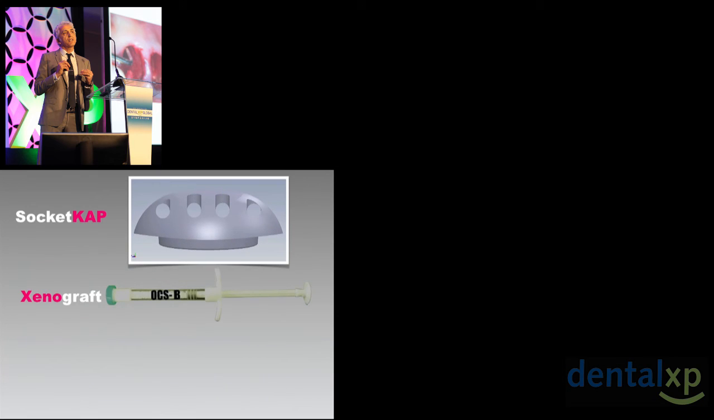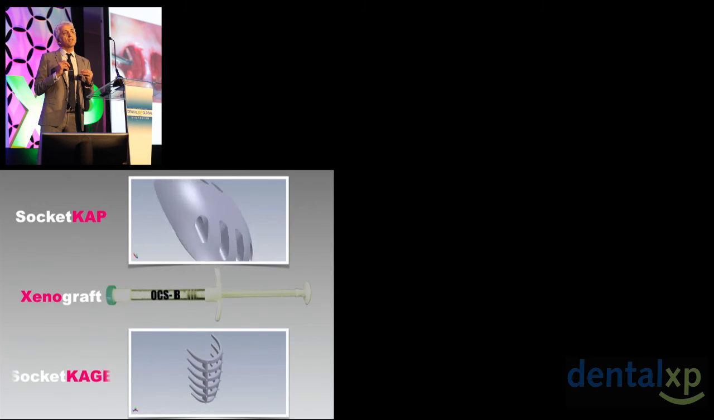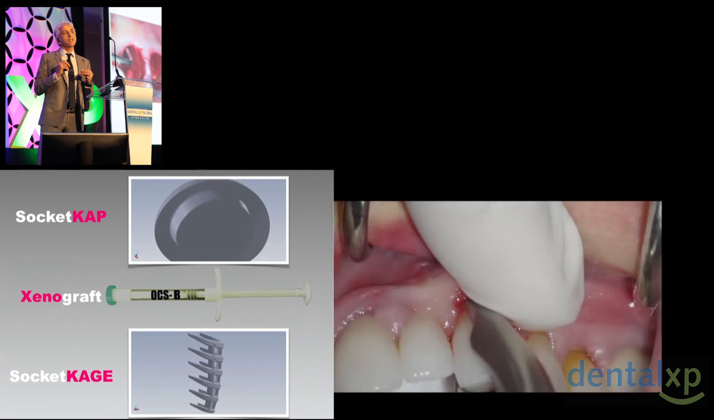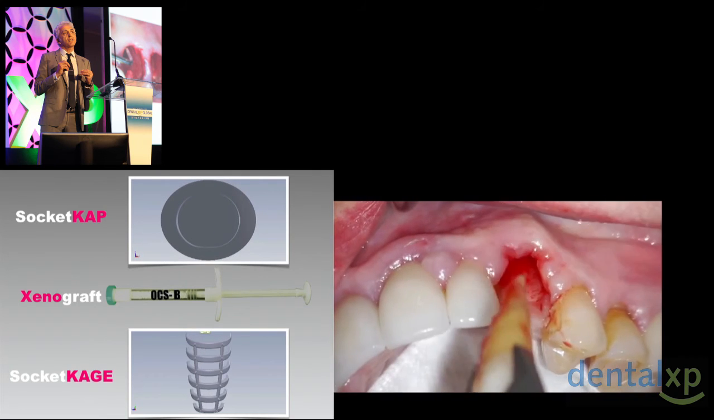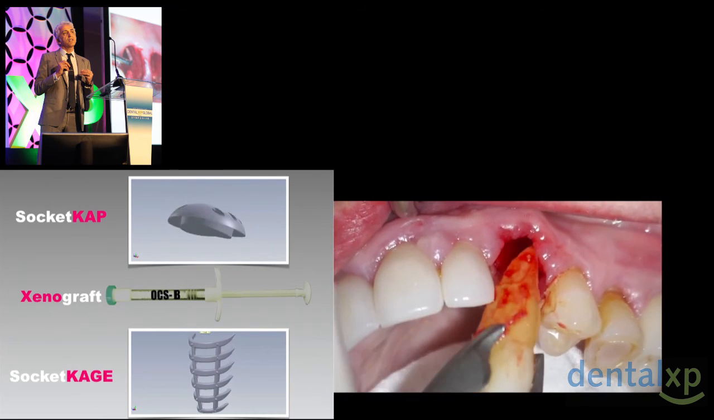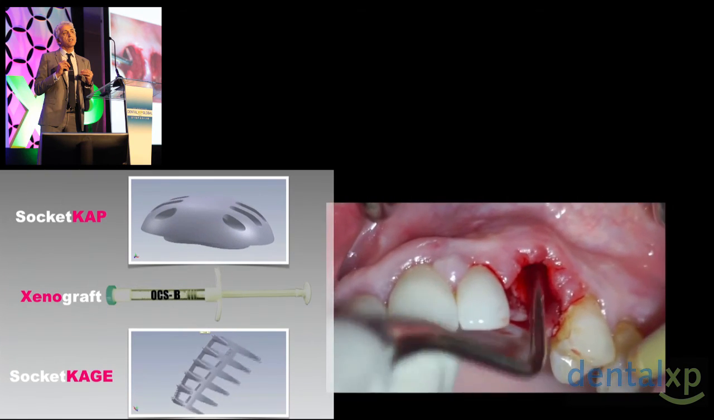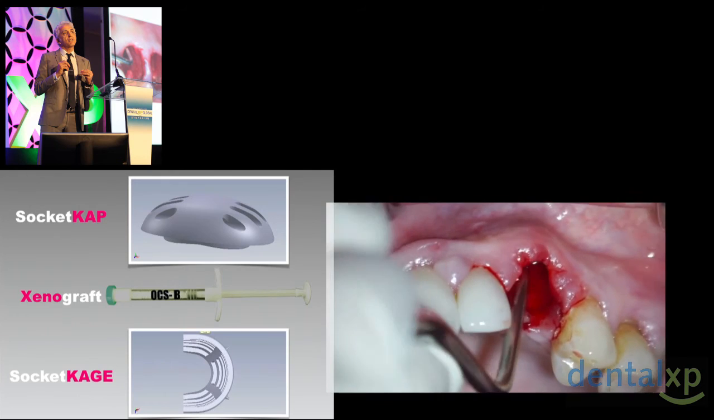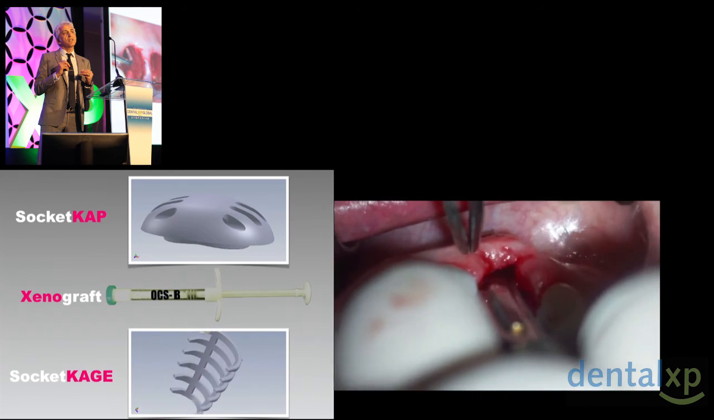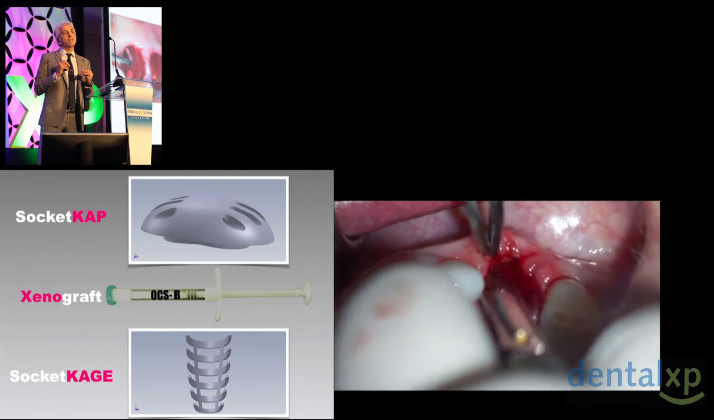In this particular clinical trial, we use OCSB, which is a xenograft, a bovine xenograft. And then we also use a socket cage, in those cases that have a facial dehiscence, to try to reconstruct those areas. So I'll show you a clinical case of how we reconstruct these extraction sockets after tooth extraction. You can see that this patient had significant volumetric loss; the labial bone was completely absent.